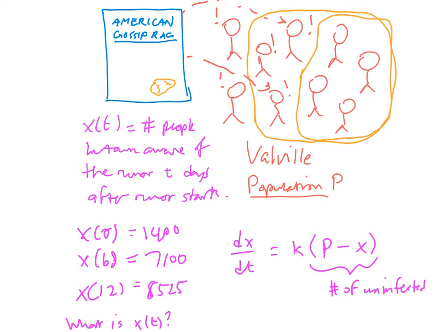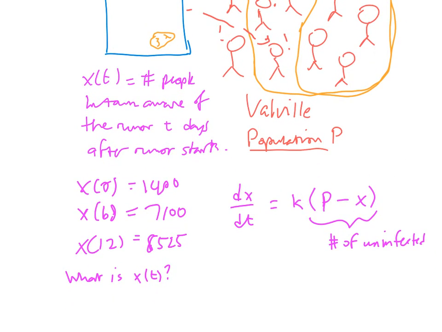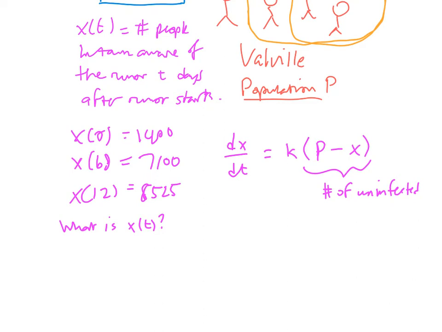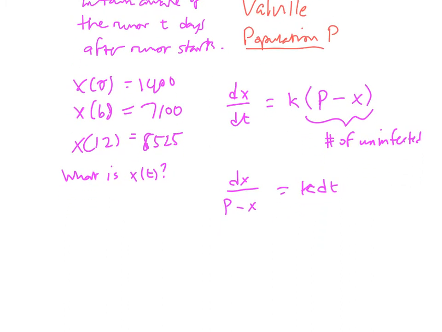Okay, so I have some data points. I think at this point the best thing to do is try and solve this differential equation in general, and then we're going to use formula fitting, as we did in the last video, to try and find all these unknown parameters. So let's see here. What does solving this differential equation look like? Actually, that part is not so bad. I'm going to use separation of variables, divide by P minus x on both sides, multiply by dt on both sides. Make that a clear k there. And then integrate both sides.